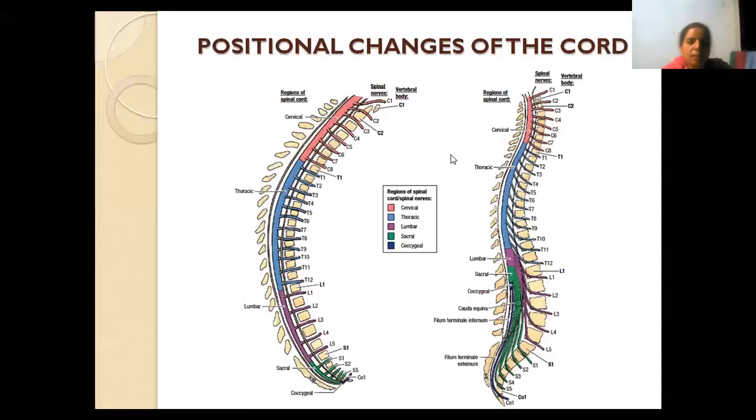As you can see here, I told you the spinal cord's growth stops whereas the vertebral column keeps growing. That's the reason you see the spinal cord is ending at the level of L1. It extends from C1 to L1. So, okay.